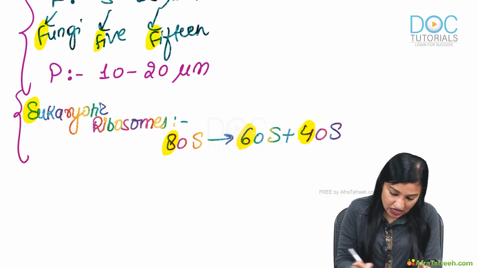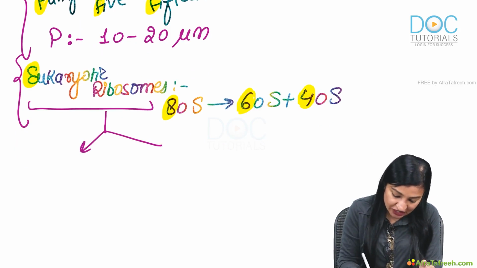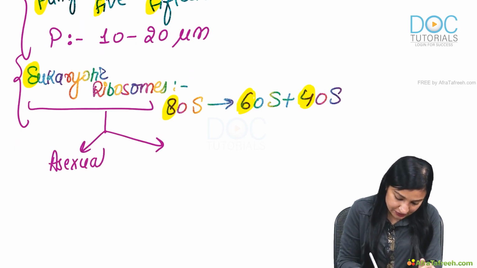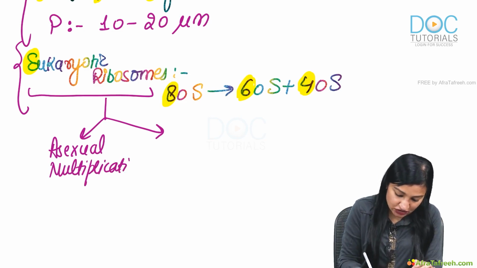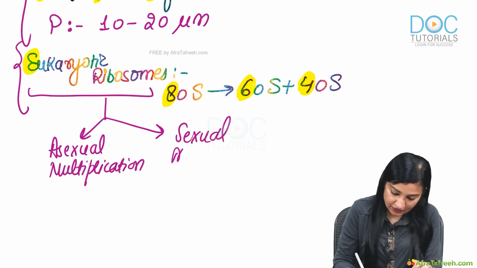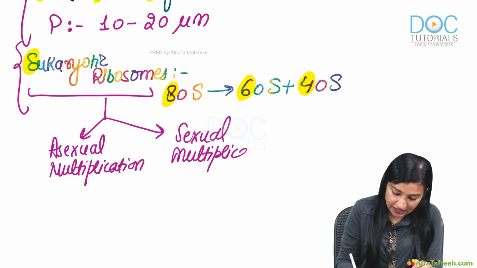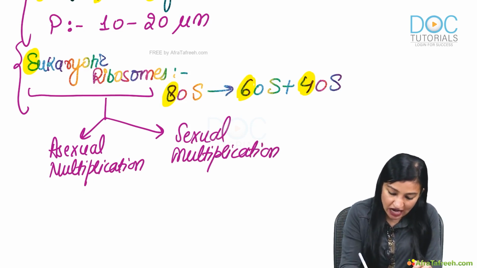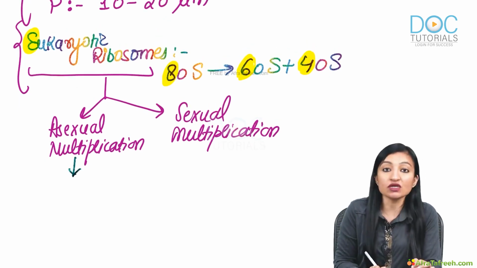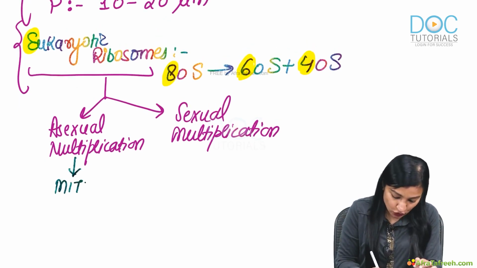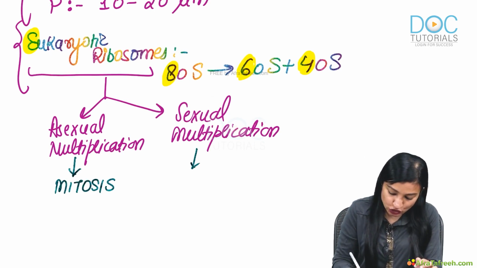Now, as far as multiplication or replication is concerned, asexual multiplication and sexual multiplication both are seen in eukaryotes. Asexual mode is mitosis and sexual mode is meiosis.